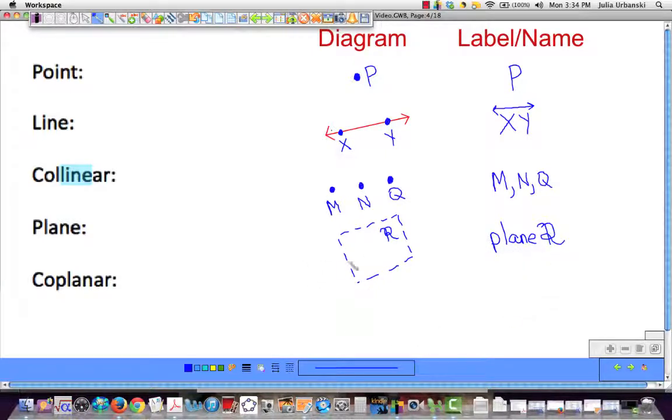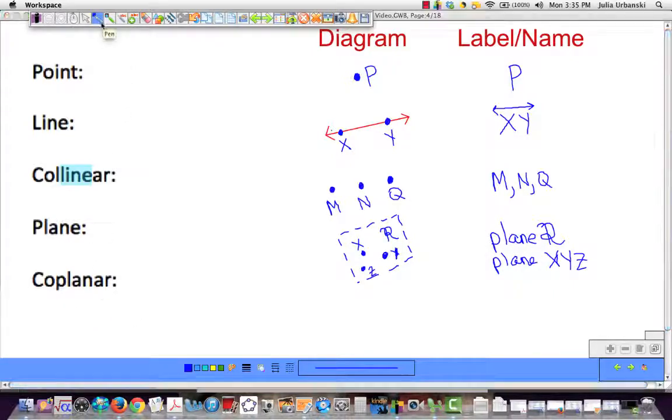Or we can use any 3 points that are in it. And these points have to be non-collinear. They have to be 3 points that don't make a line. Otherwise, it's not really considered the same plane. So whatever we want to call this, X, Y, Z, we are going to name this plane X, Y, Z. Now notice there's no commas in between because I'm not just talking about the points, I'm talking about the whole plane.